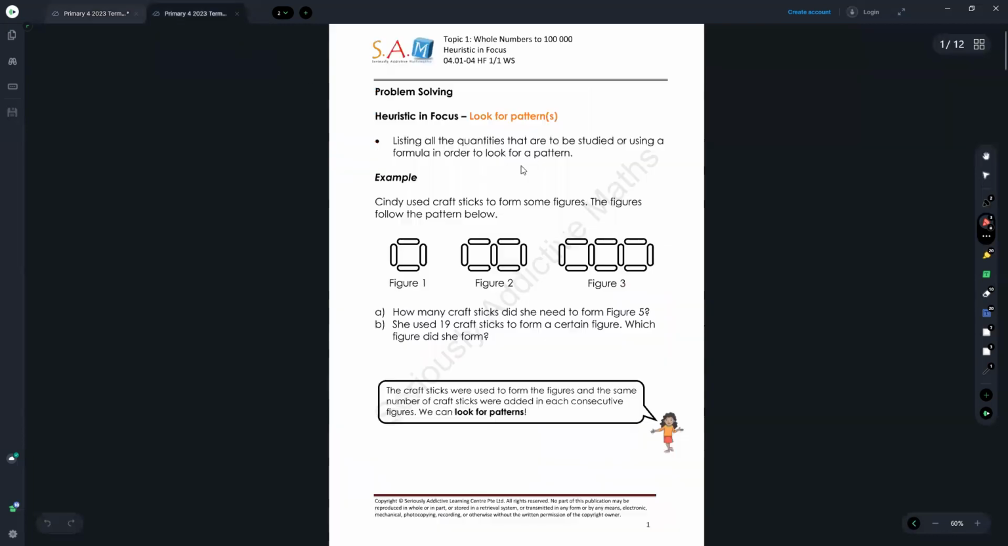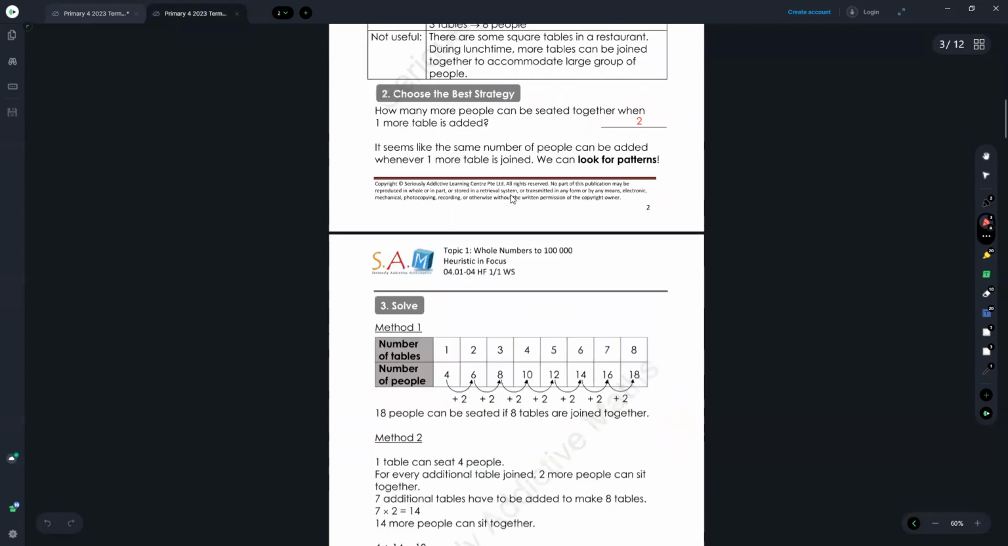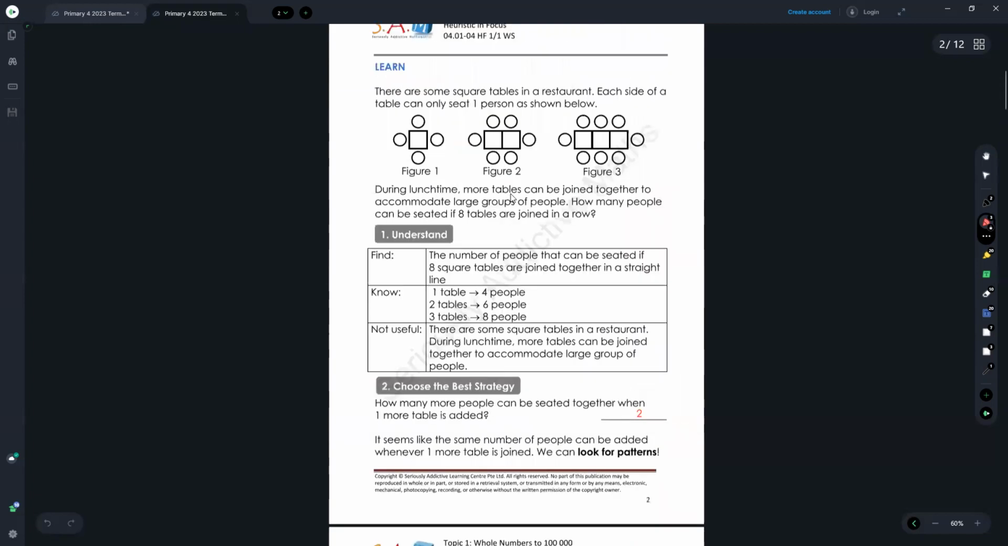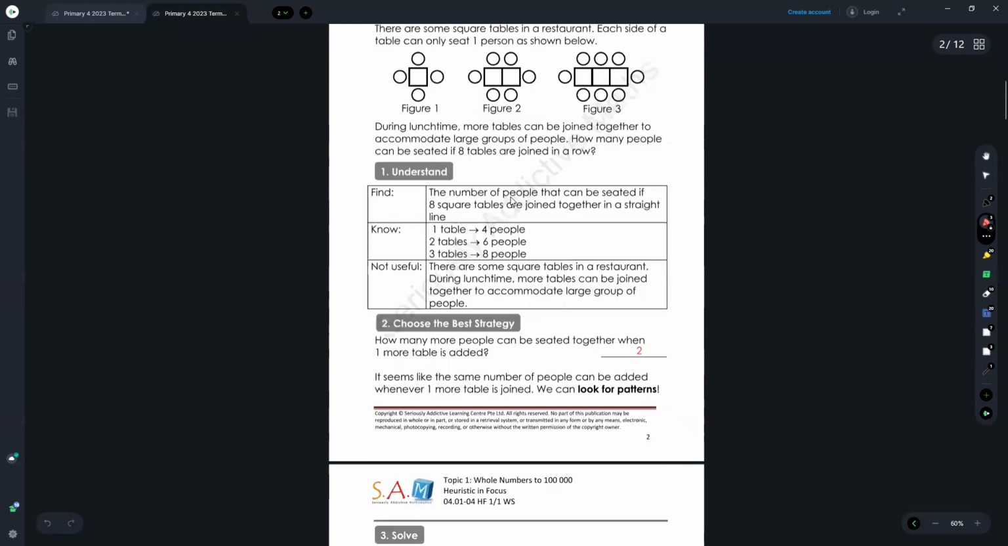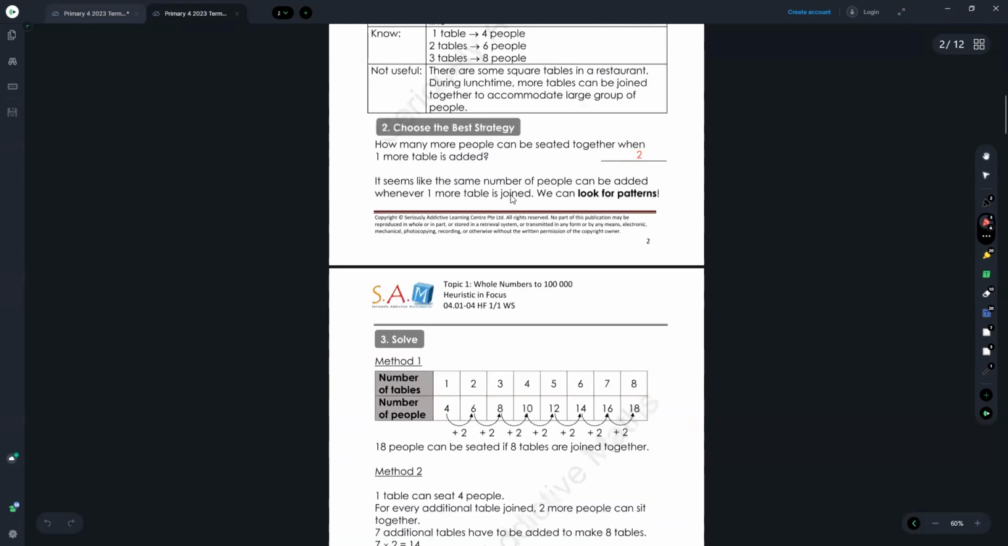And then the second booklet is heuristics. So please, this is a very important method, looking for patterns. So take your time to teach this. Okay, use this learn segment to show them. So you can actually avoid this portion here and just start with the learn segment. Okay, teach them how to identify the pattern.